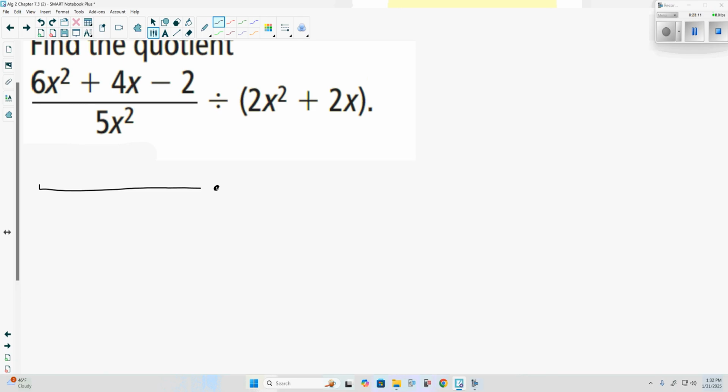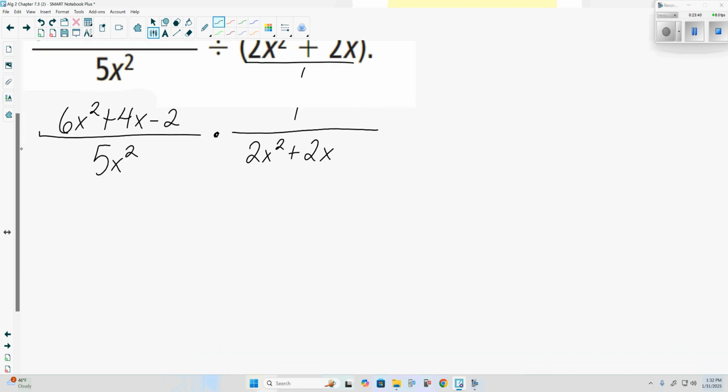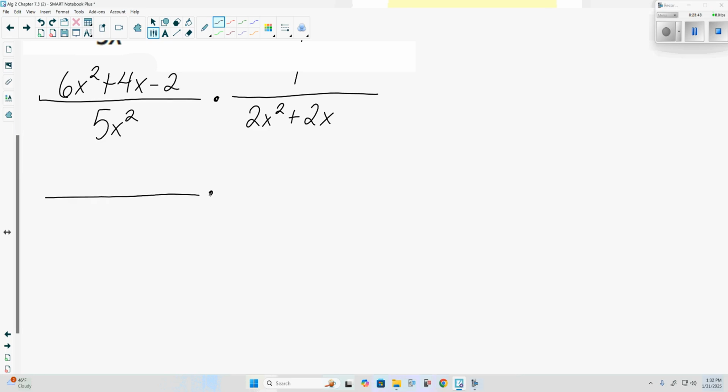Because with dividing rational expressions, again, we keep the first one the same. We're going to change it from division to multiplication and flip it. Even though it's not written, it's understood to be originally over 1. So when we flip it, the 1 goes to the top. Our other expression goes to the bottom. 5x squared is as simplified as it gets. 1 is the same.